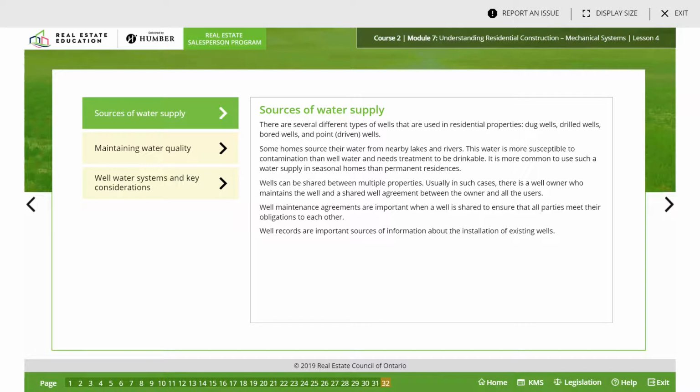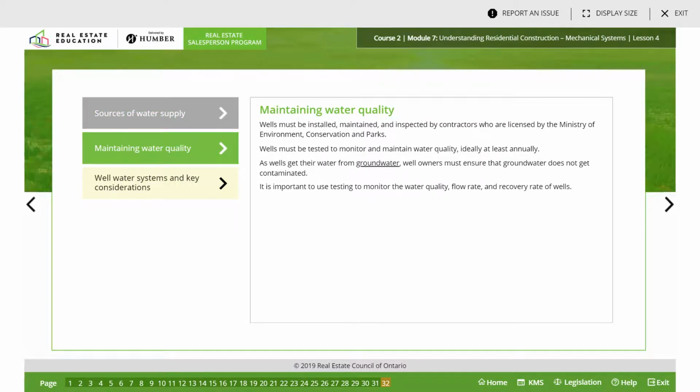Well maintenance agreements are important when a well is shared to ensure that all parties meet their obligations to each other. Well records are important as sources of information about the installation of existing wells. Maintaining water quality: wells must be installed, maintained, and inspected by contractors licensed by the Ministry of Environment, Conservation, and Parks. Wells must be tested to monitor and maintain water quality, ideally at least annually. As wells get their water from groundwater, well owners must ensure that groundwater does not get contaminated. It is important to use testing to monitor the water quality, flow rate, and recovery rate of wells.